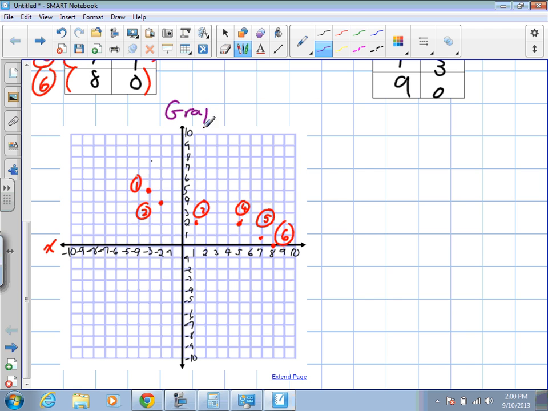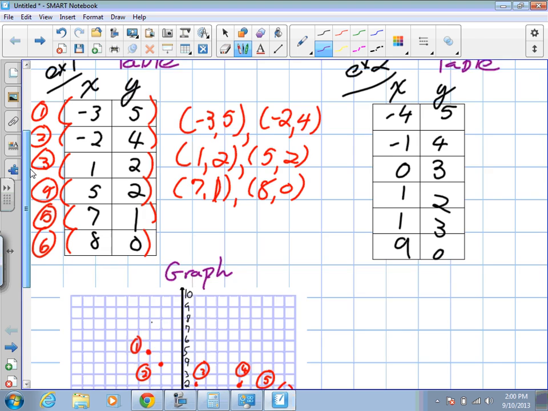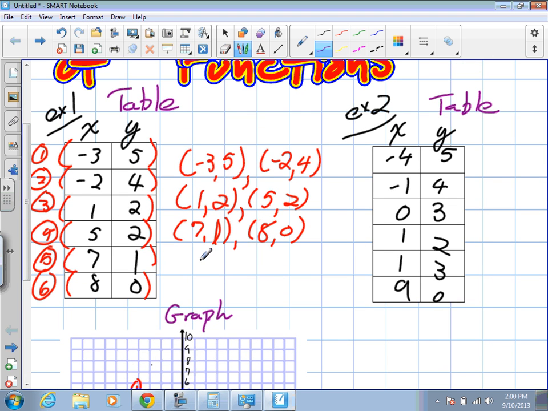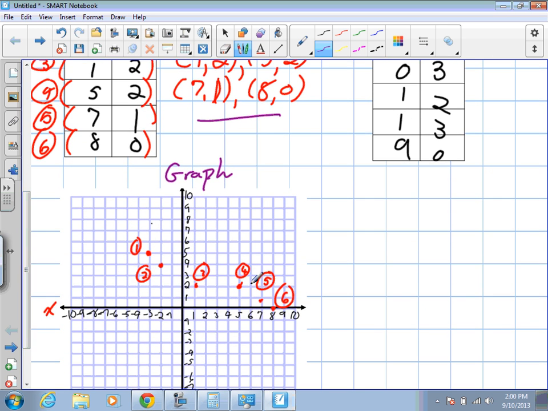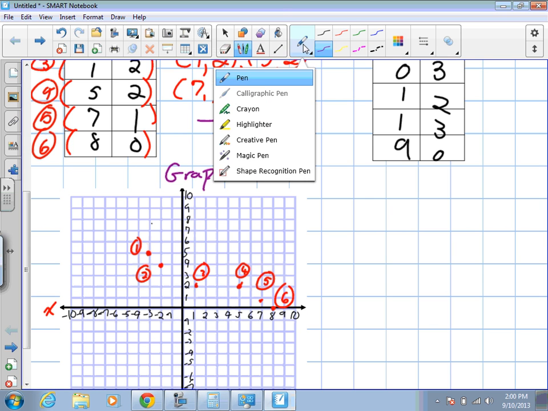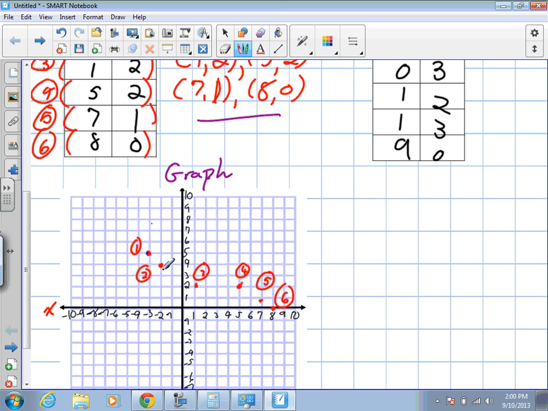These are the exact same coordinates we talked about before. They're just represented differently. In the first one, we had them in a table. Next, we wrote them out as coordinates. Then we wrote them on a graph, all representing the same type of relationship. Now these are specific points. This is not a continuous line. So this is just 1, 2, 3, 4, 5, 6 specific points.